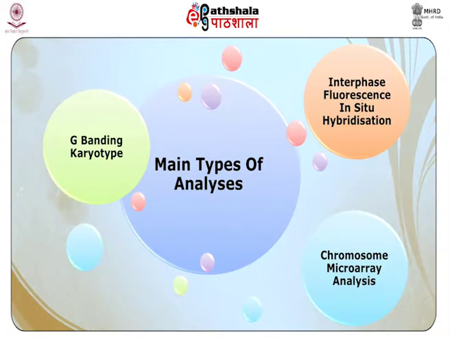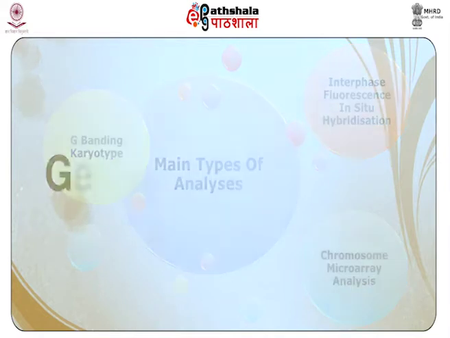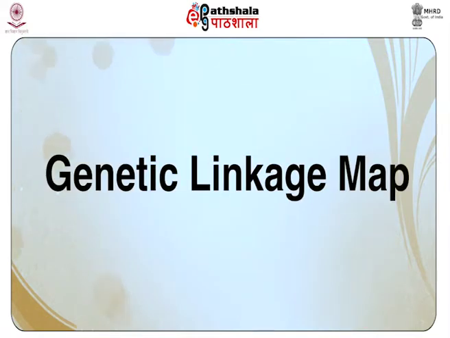Here are some examples of the main types of analysis performed in the laboratory: G-banding karyotype analysis, interphase fluorescence in situ hybridization, and chromosome microarray analysis. After studying about cytogenetic maps, now we will be studying about the genetic linkage map.